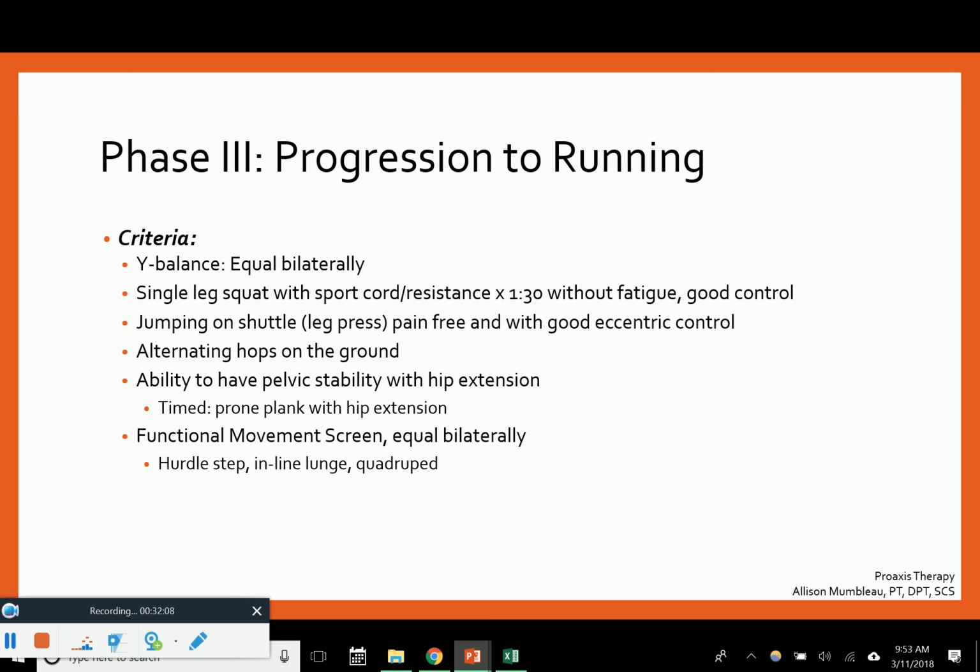Your progression to running, their criteria. Here's what I do. They have to have Y balance equal bilaterally. They have to be able to perform a single leg squat test with a sport cord or resistance band for 1 minute and 30 seconds without fatigue and good control. They have to do jumping on the shuttle leg press with pain-free and good eccentric control. They have to have alternating hops on the ground, ability to have pelvic stability with hip extension, timed like a prone plank with hip extension, and functional movement screen needs to be equal bilaterally. The biggest ones that they'll have a problem with are the hurdle step, the inline lunge, and quadruped.